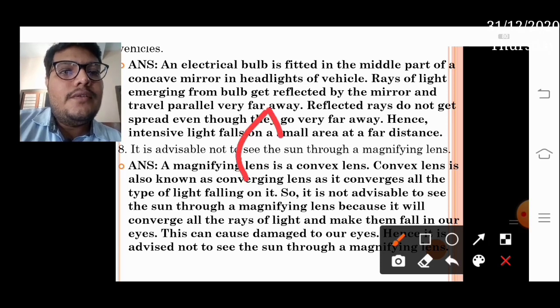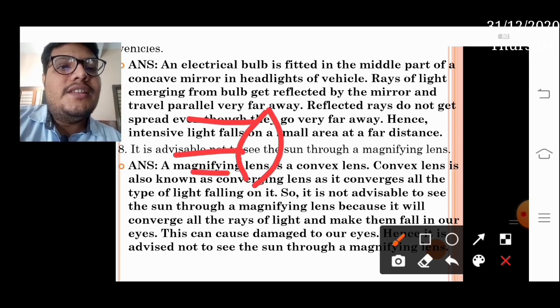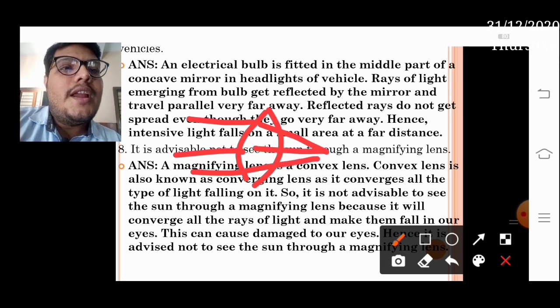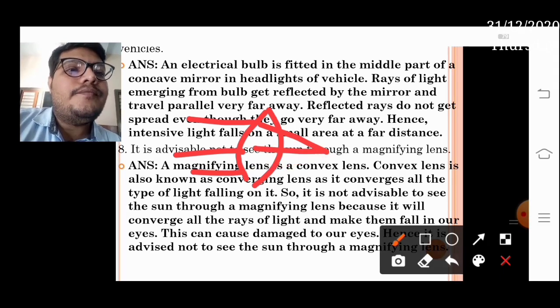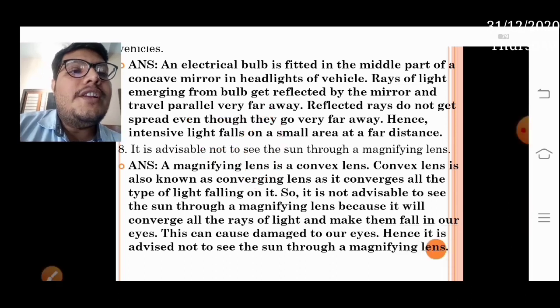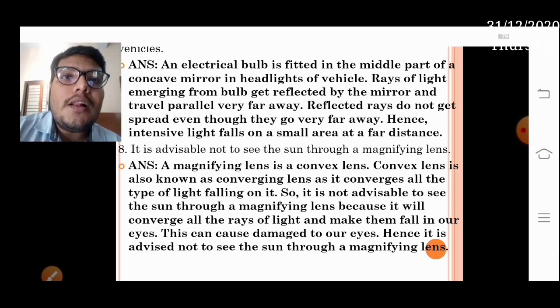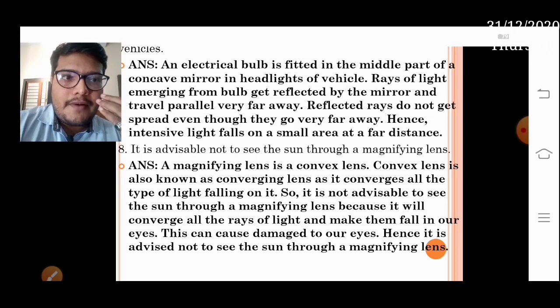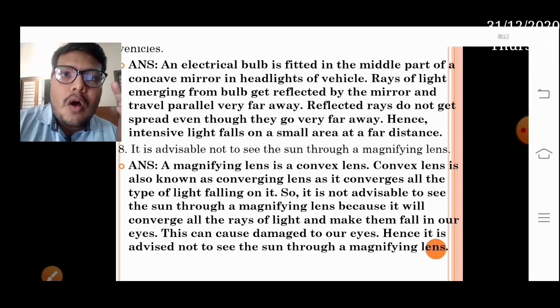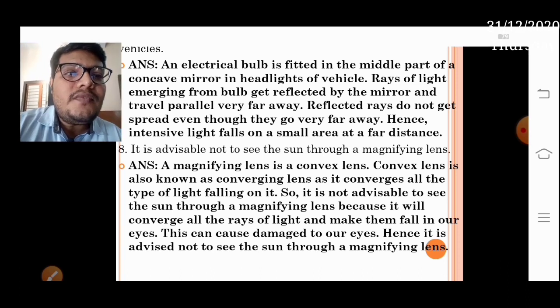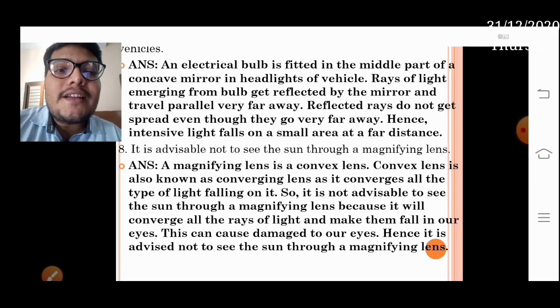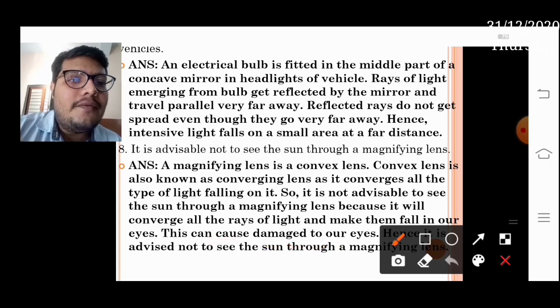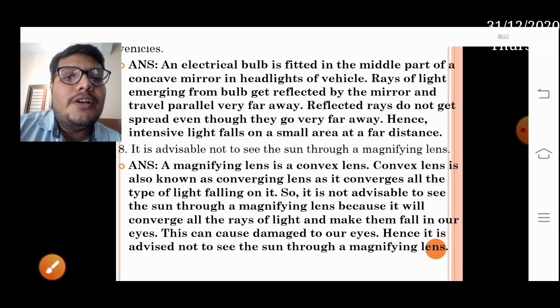Converging means, look here, see the figure. So this is light, and it will merge all of it here at one point. So it is not advisable to see the sun through a magnifying lens, because it will converge all the sun rays in your eye. It will converge all the rays which fall, and all the rays will focus in your eye. When that falls in your eye, it can cause damage to your eye. Hence it is not advisable to see the sun directly through a magnifying glass.